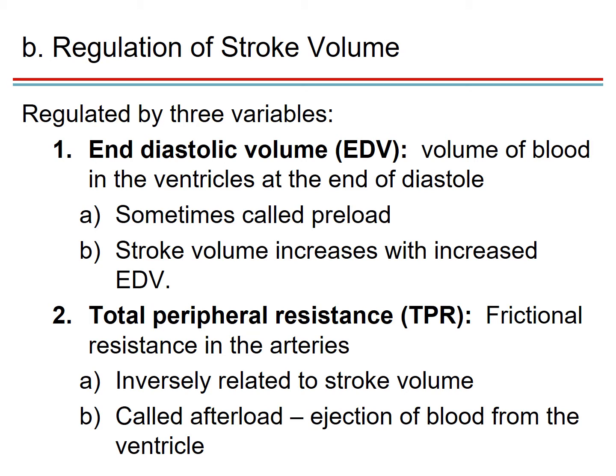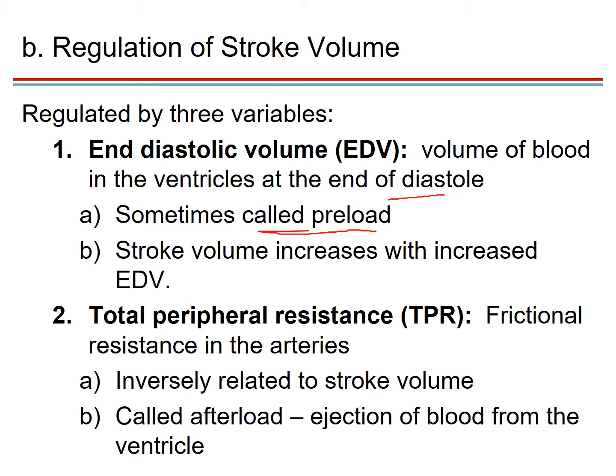What regulates stroke volume are three main variables. As a reminder, stroke volume is the workload that's imposed on the ventricles prior to contraction. With the first one, we have the end diastolic volume. This is the volume of the blood in the ventricles at the end of diastole. Sometimes we see this termed as preload, and stroke volume is going to increase with increased end diastolic volume.